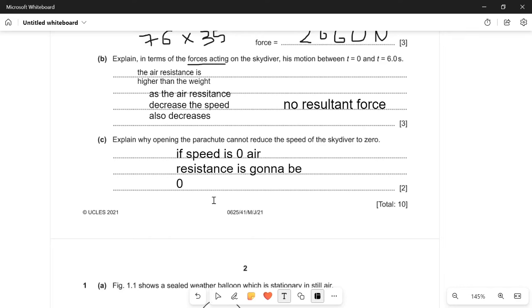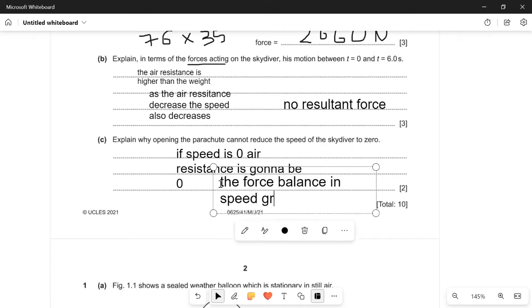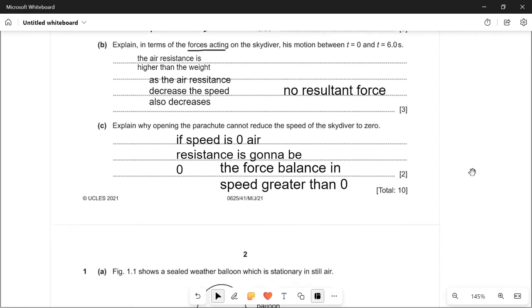So the second point is that the forces balance at a speed greater than zero. So that means, let's say the forces balance at a speed of 20 meters per second. If the force is balanced, that means the speed is going to stay constant. So there won't be any change in speed. So the speed of the skydiver cannot decrease to zero.